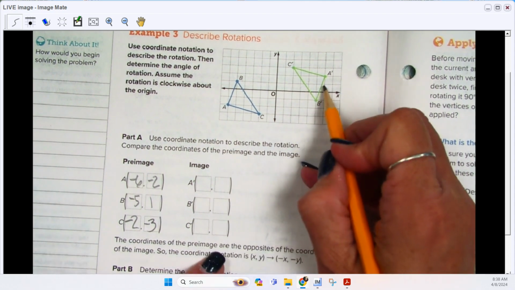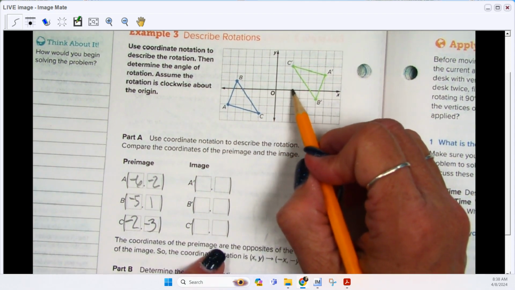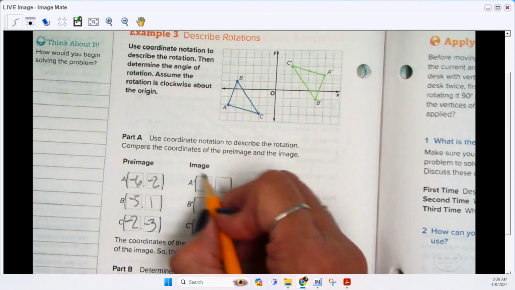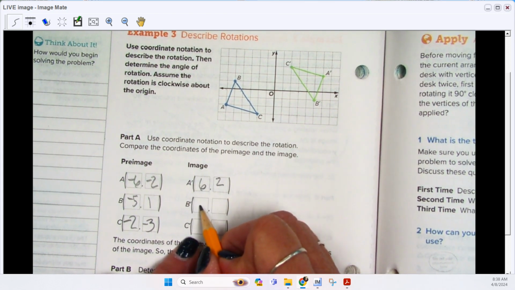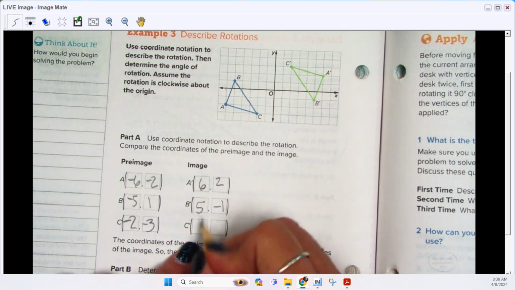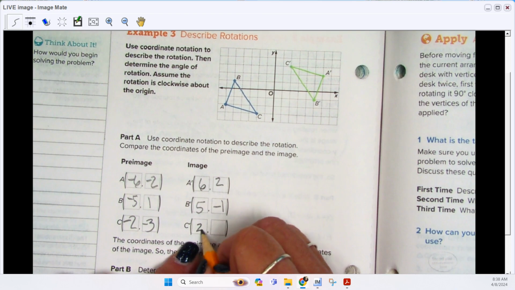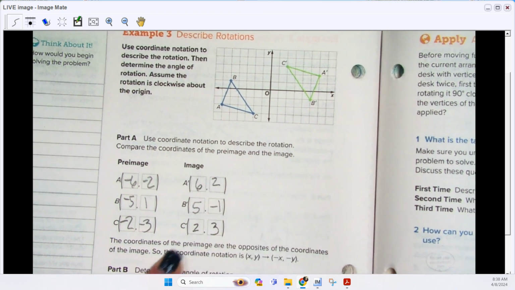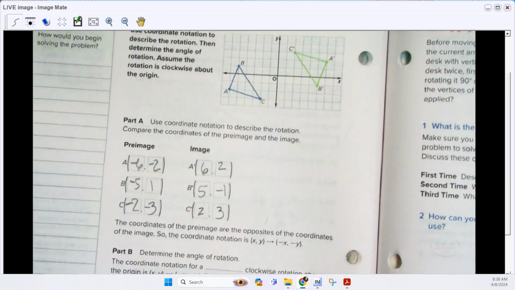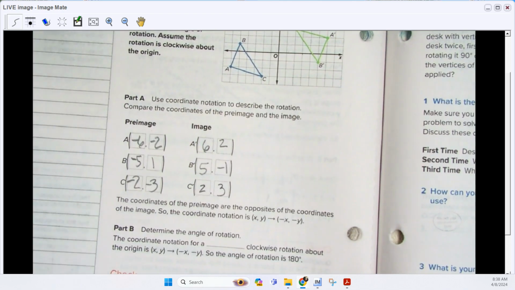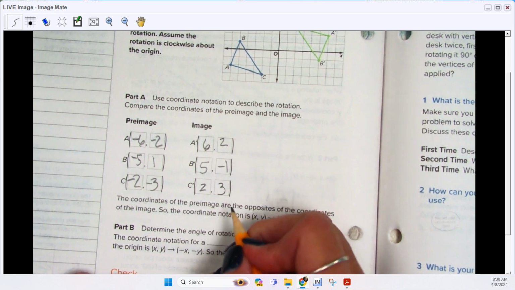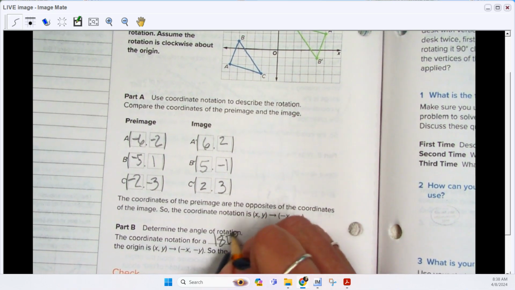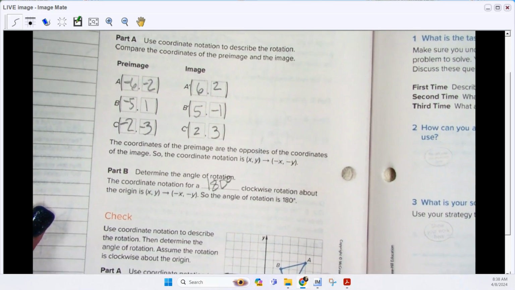And then I'm going to write down this. So this is 1, 2, 3, 4, 5, 6. So A prime is 6, 2. B prime is 5, negative 1. C prime is 2, 3. So the coordinates have not switched. All they did was take on the opposite of that. And since it's the opposite, that means you did a 180 degree rotation.